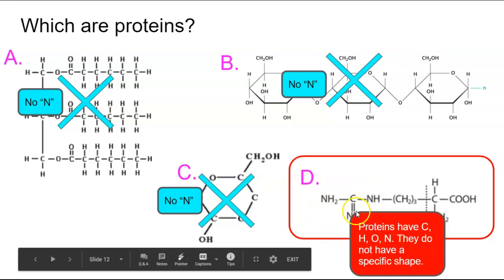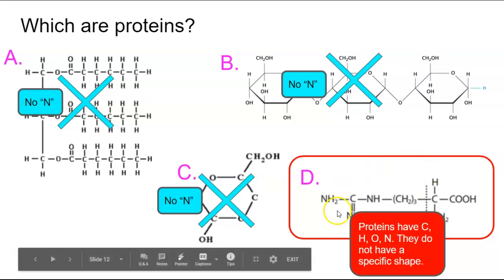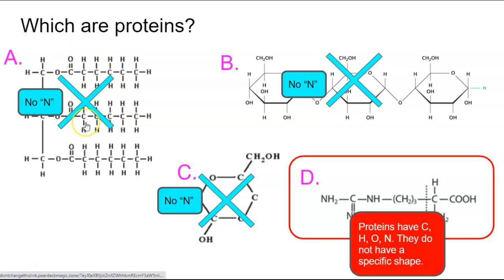So proteins don't have a specific shape like we talked about carbohydrates, right? This is an example of a carbohydrate. It just has CHO, okay? There's no N here. But we said carbohydrates have hexagon shape oftentimes. Proteins could be lots of different shapes. We just have to look for CHON. This one doesn't have an N, and this one doesn't have an N either.